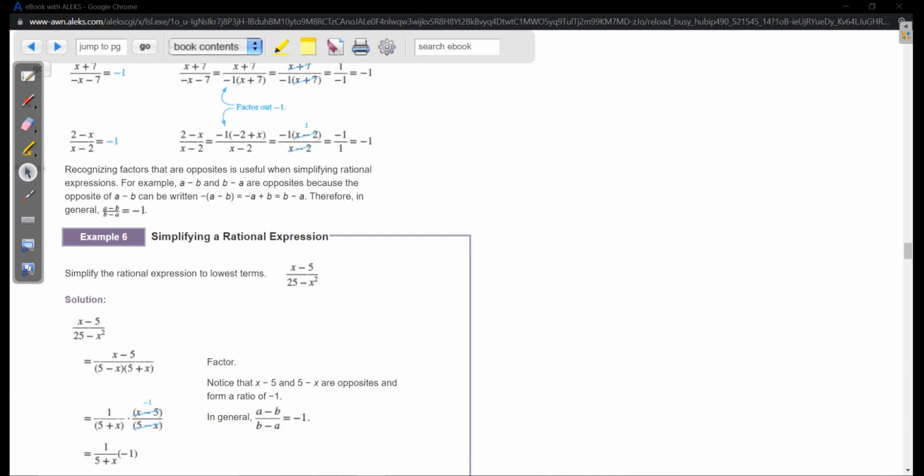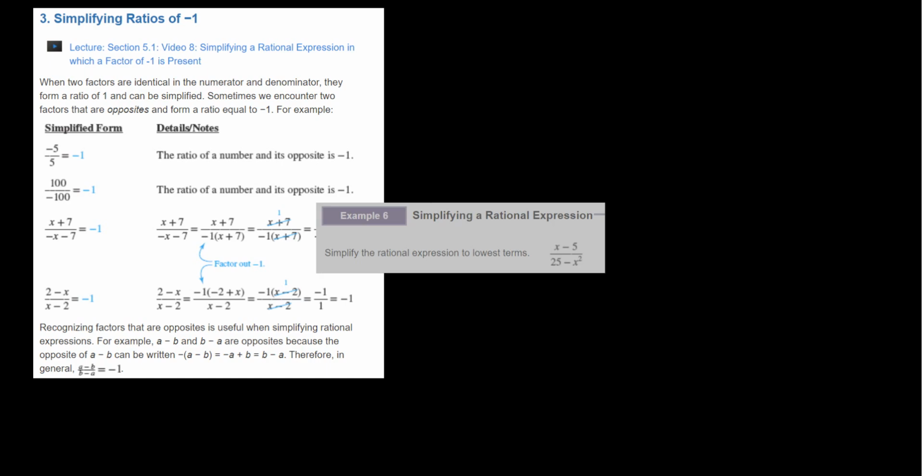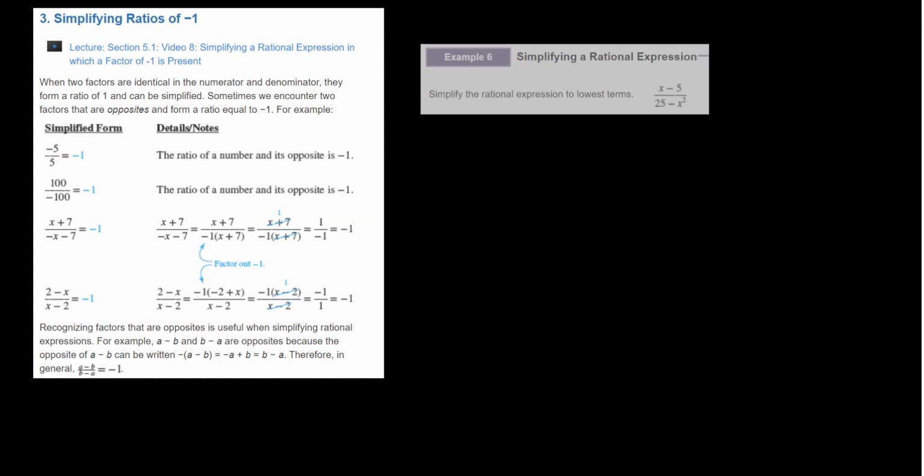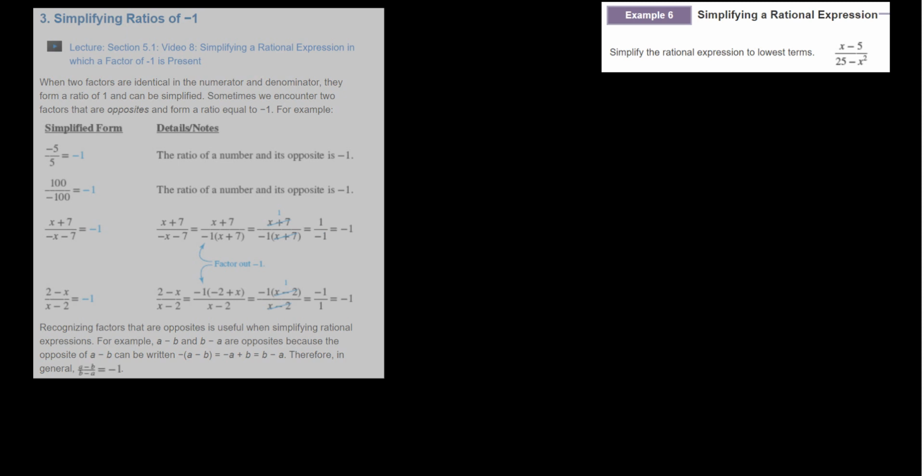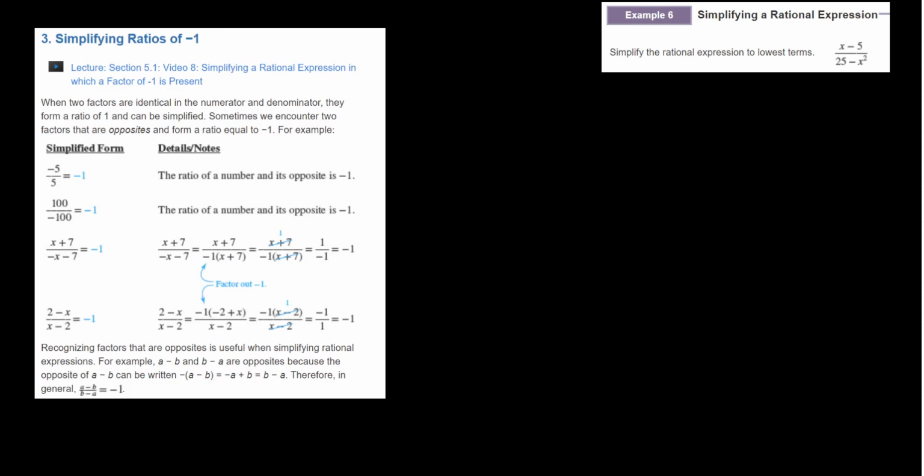Example 5 was nothing different from the previous examples, but example 6 is. So we'll actually work on this one. Alrighty, so looking at the left side, when two factors are identical in the numerator and the denominator, they form a ratio of 1. Of course, we know that, right? 3 over 3 is 1, 9 over 9 is 1, smiley face over smiley face is 1.